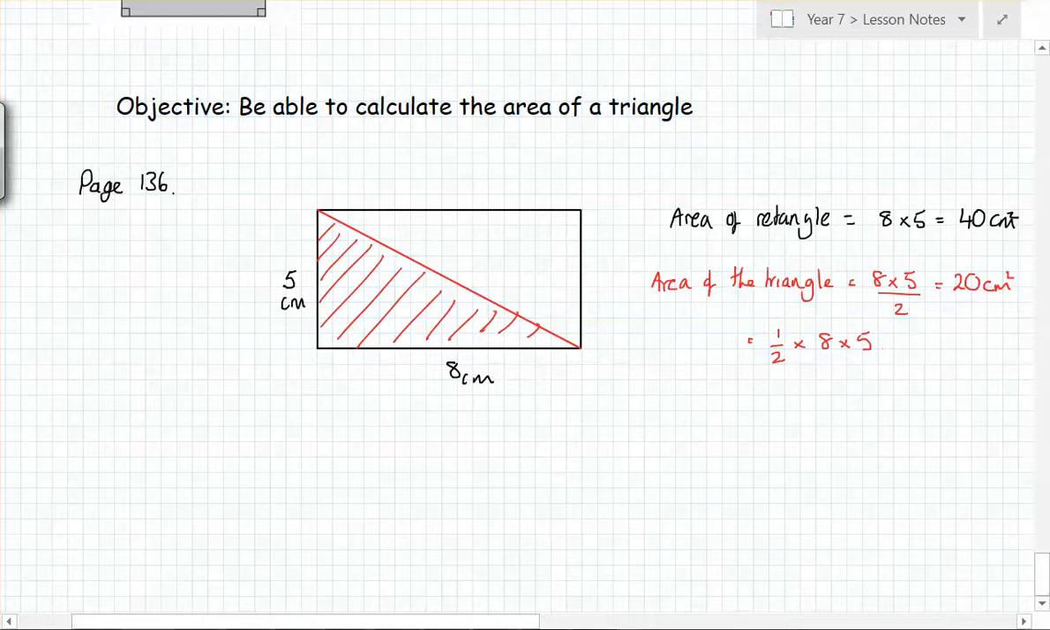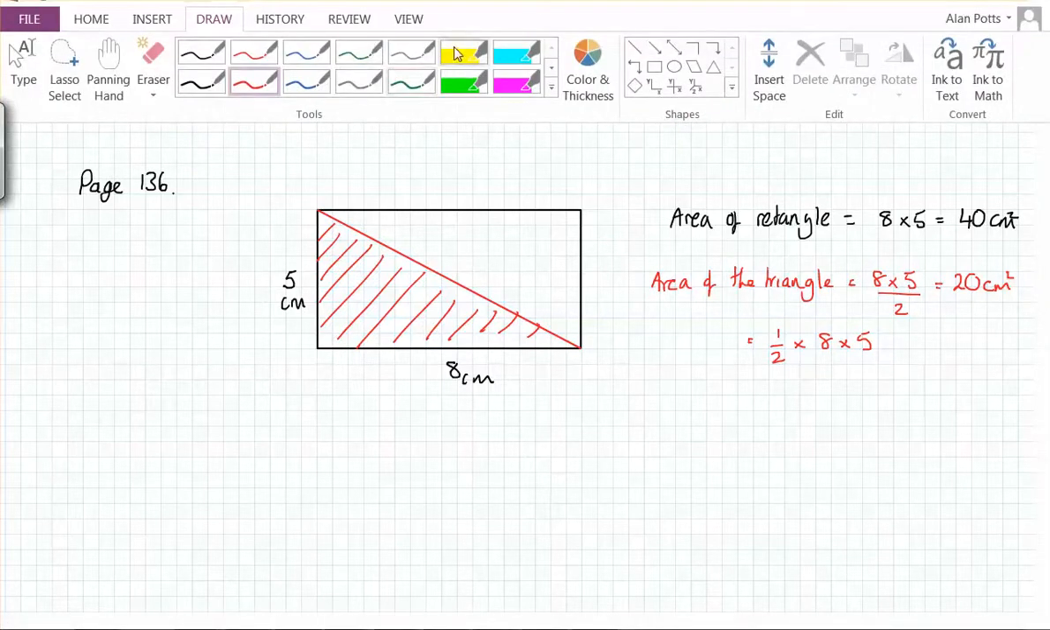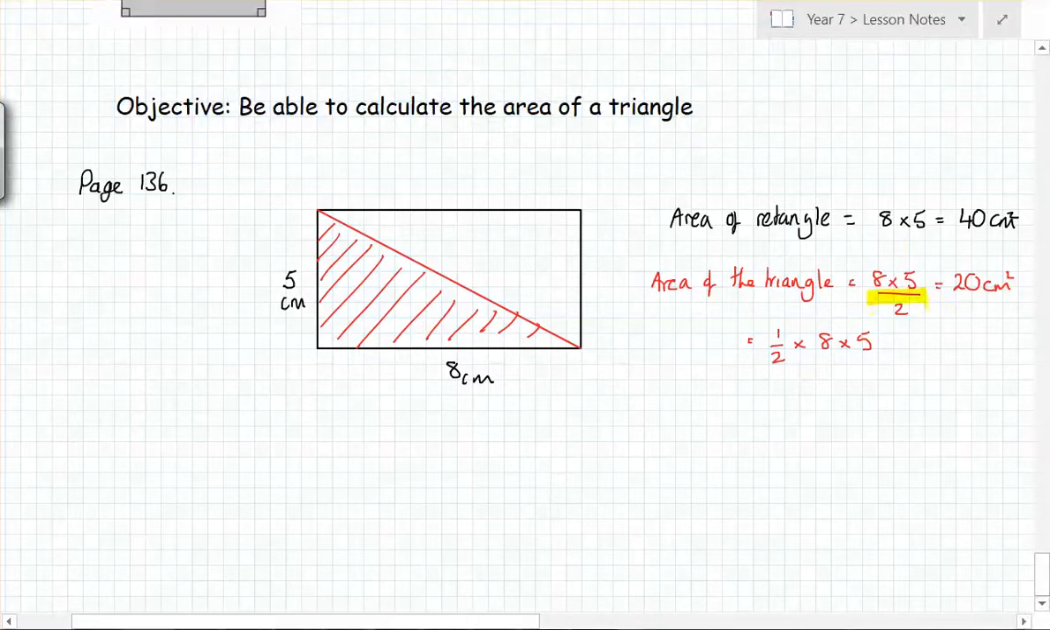So the half is just the same as the divide by 2. Do you all sort of appreciate that? The divide by 2 is the same as a half times. We have done it. Okay.